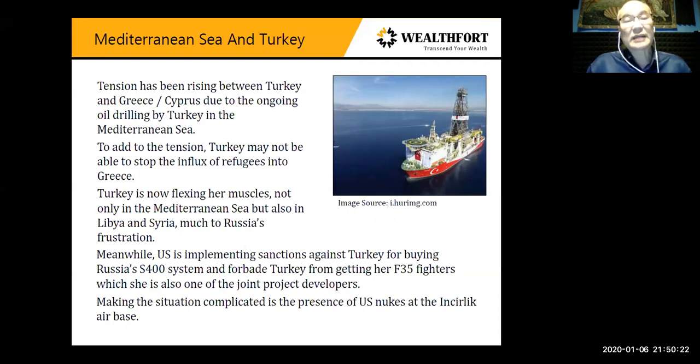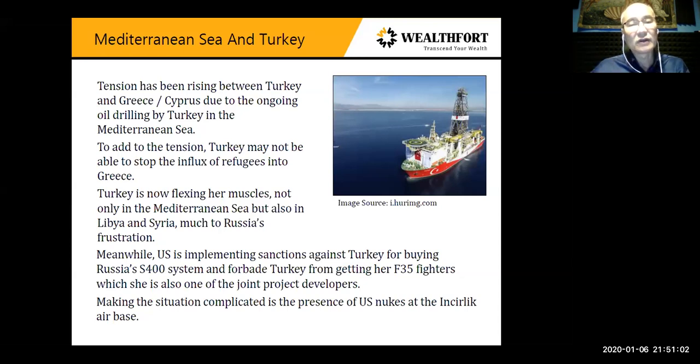Turkey is now flexing her muscles not only in the Mediterranean Sea, but also in Libya and Syria, much to Russia's frustration. Meanwhile, the US is implementing sanctions against Turkey for buying Russia's S-400 system and forbade Turkey from getting her F-35 fighters, which she is also one of the joint project developers. Making the situation complicated is the presence of US nukes at the Incirlik Air Base. So Turkey is again a country that is mired in a lot of controversies with her neighbors and others.